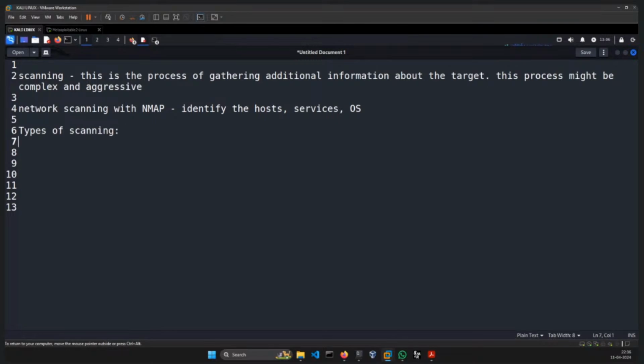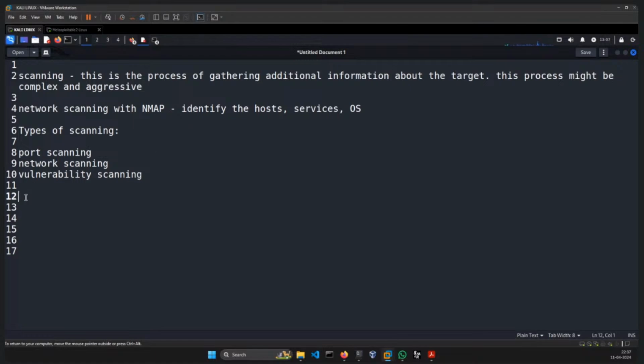For example, the first is port scanning, then we have network scanning, then we have vulnerability scanning, and more. Today we are going to see port scanning, because looking at it from the realistic pen tester side, port scanning is one of the most relevant ones.